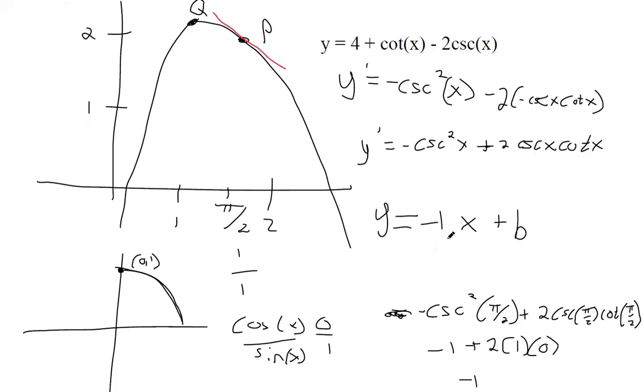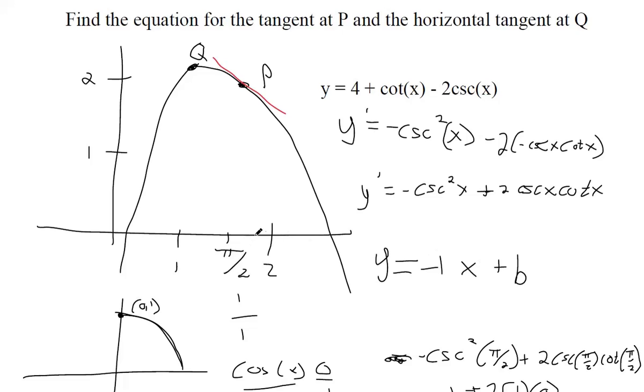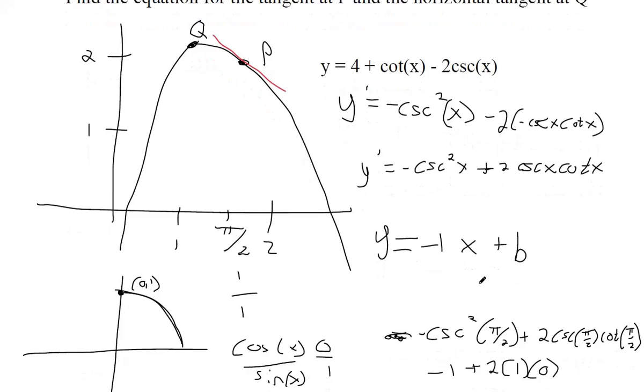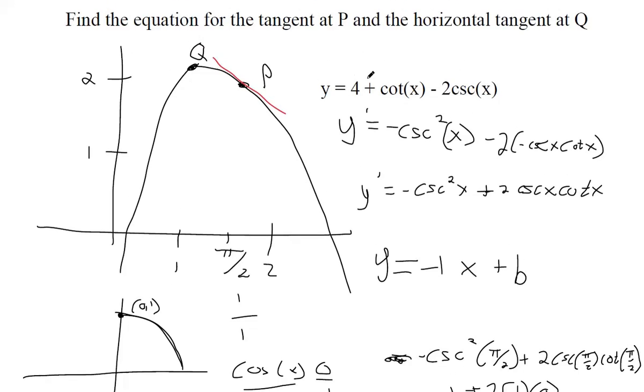That's the slope of that red tangent line, because we plugged in its x-coordinate, and it spit out a slope of negative 1. And then to find b, we need to know what the y-coordinate is. So we want to go back to the original function for location. We want to plug in pi over 2, because we want its corresponding y-coordinate at pi over 2. And if you do that into the original function, cotangent pi over 2 we said is 0. Cosecant pi over 2 we said is 1, so this is 4 minus 2 makes 2.